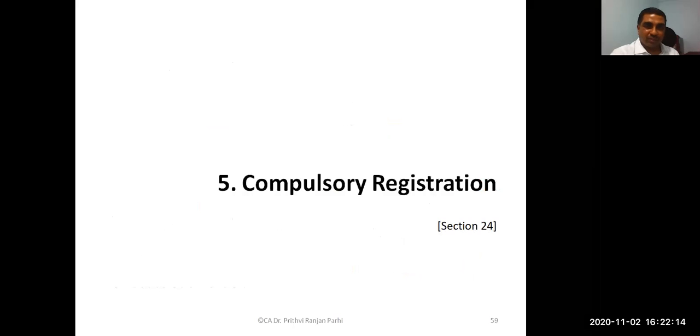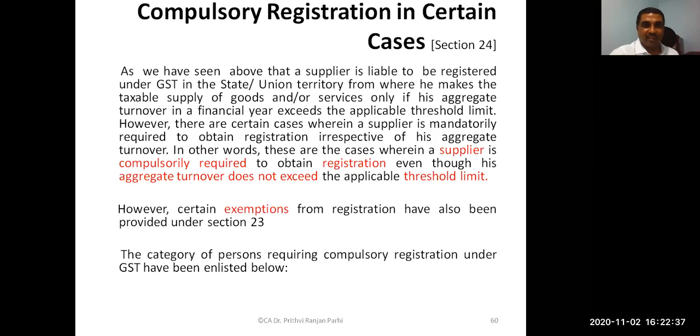You know both the concepts, right? Now, having understood this, we are entering into a new area. In fact, this is about compulsory registration. From the beginning, I told you, when compulsory registration is applied, then one has to get himself registered, irrespective of the turnover. The concept of compulsory registration is dealt in section 24. We are going to learn that now, right?